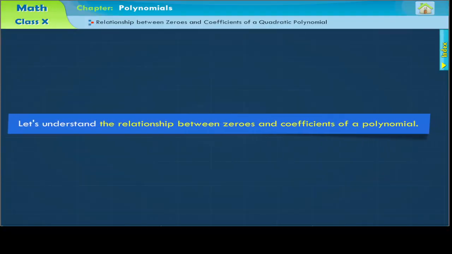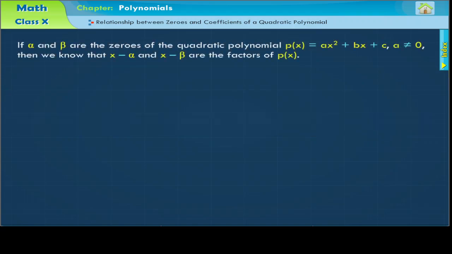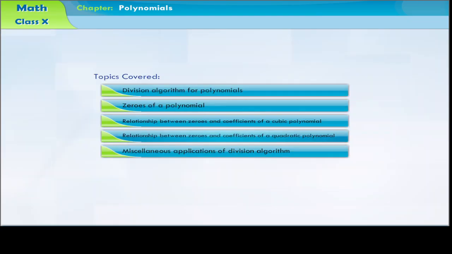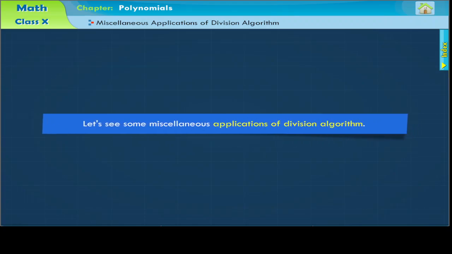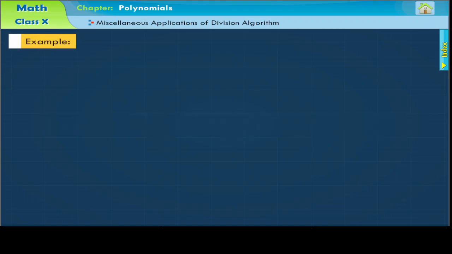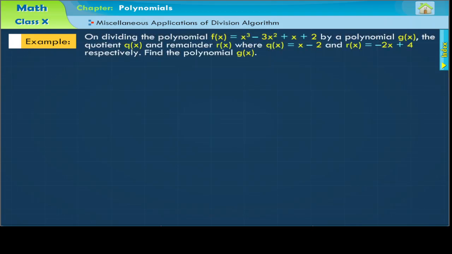Let's understand the relationship between zeros and coefficients of a polynomial. If alpha and beta are the zeros of the quadratic polynomial, let's see some miscellaneous applications of division algorithm. Let's observe the following example.